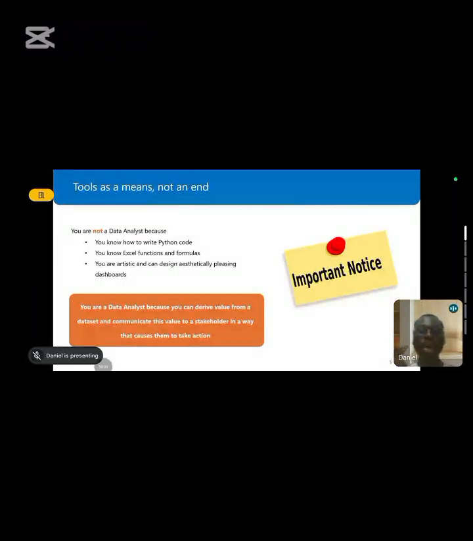So key things: number one, you are able to derive value from data sets. Number two, you are able to communicate this value to a stakeholder. Number three, you do this communication in a way that inspires action from them. So there is full clarity in understanding what data analysis is about. Like I said, every other thing is a means to an end. They're tools. The actual end is to ensure that your stakeholders are making data-driven decisions, taking data-driven actions.